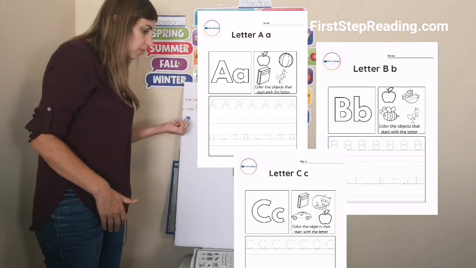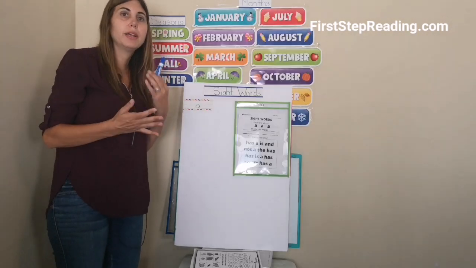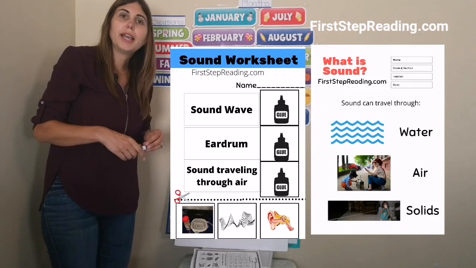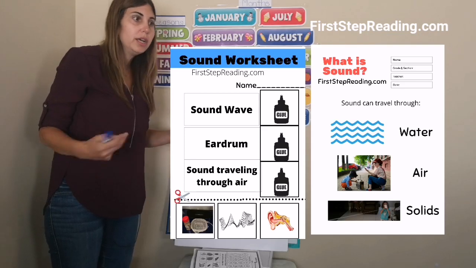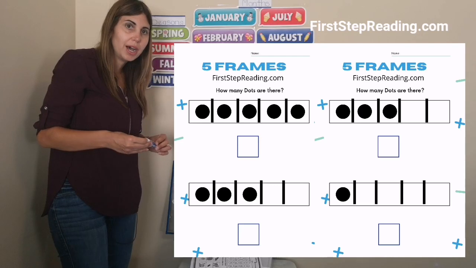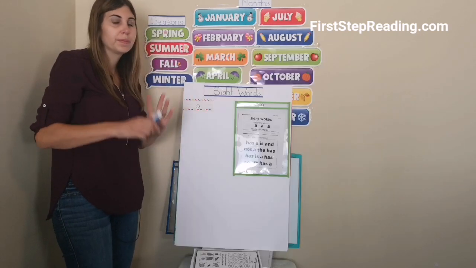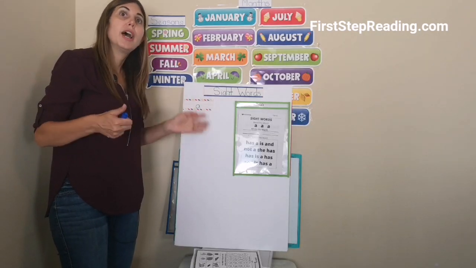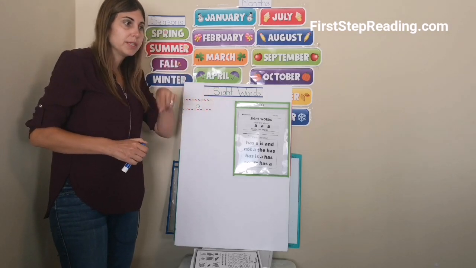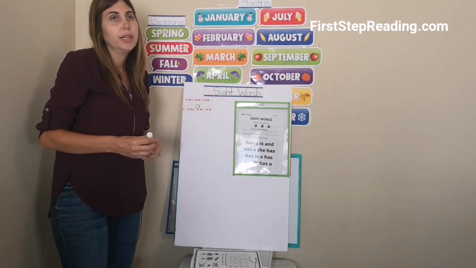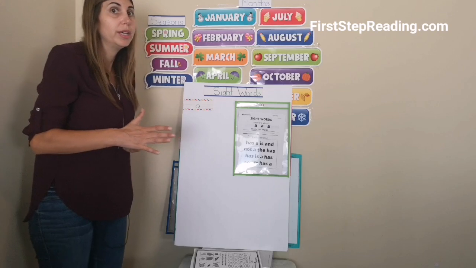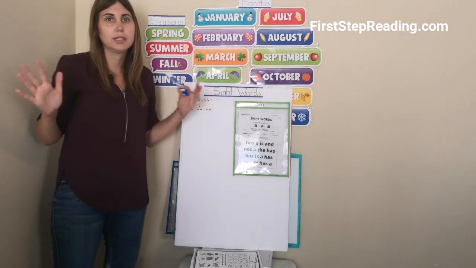We have sight words, we have letter writing, we have letter sounds, A, B, C. Then for science, we have about sound, and for math, we have 5 frames, right? Counting to 5. So it's a lot, but you have all week to get done the science and the math, and you're going to have 5 letters this week and every week, so we can get through the letter sounds in September, okay?